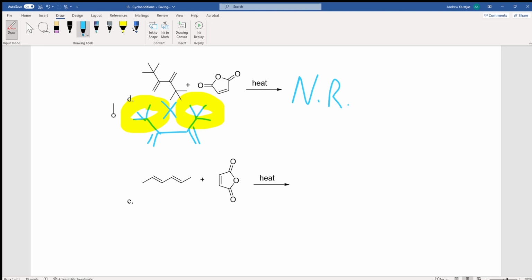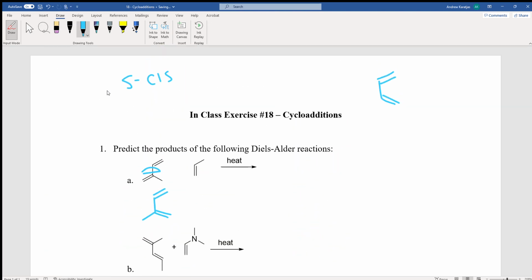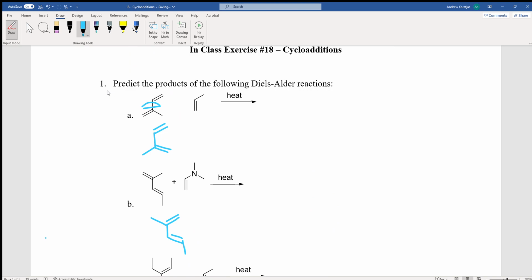And then finally, we can do this one here, to give us that diene. From here, it's just a matter of putting our six-membered rings together.